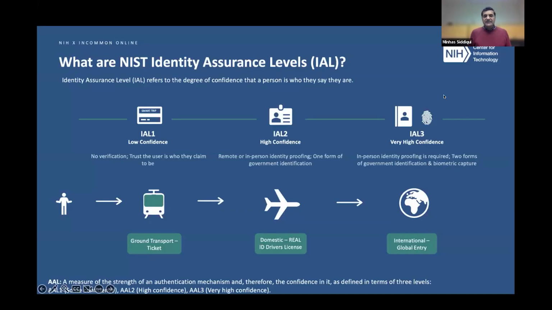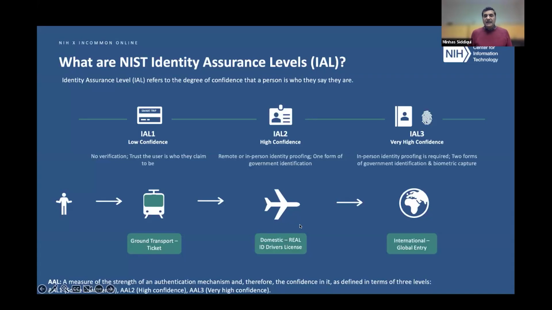The key takeaway is that identity assurance is risk-based. Not every system or user interaction requires the same level of confidence. As the sensitivity of data access or decision-making increases, so does the required IAL level.